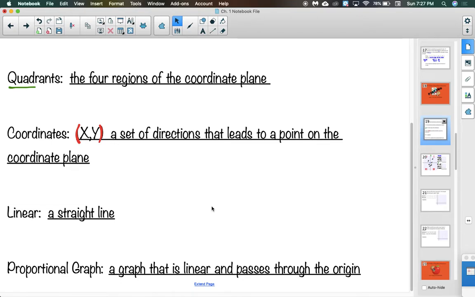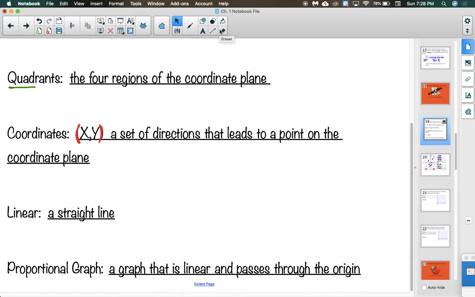Linear. Linear is a straight line. So it's a graph, and in that graph, the line is straight. No curves, no bends, nothing that looks anything other than a straight line. Okay? And the last vocab word, which is probably the most important one for our chapter, is proportional graph.